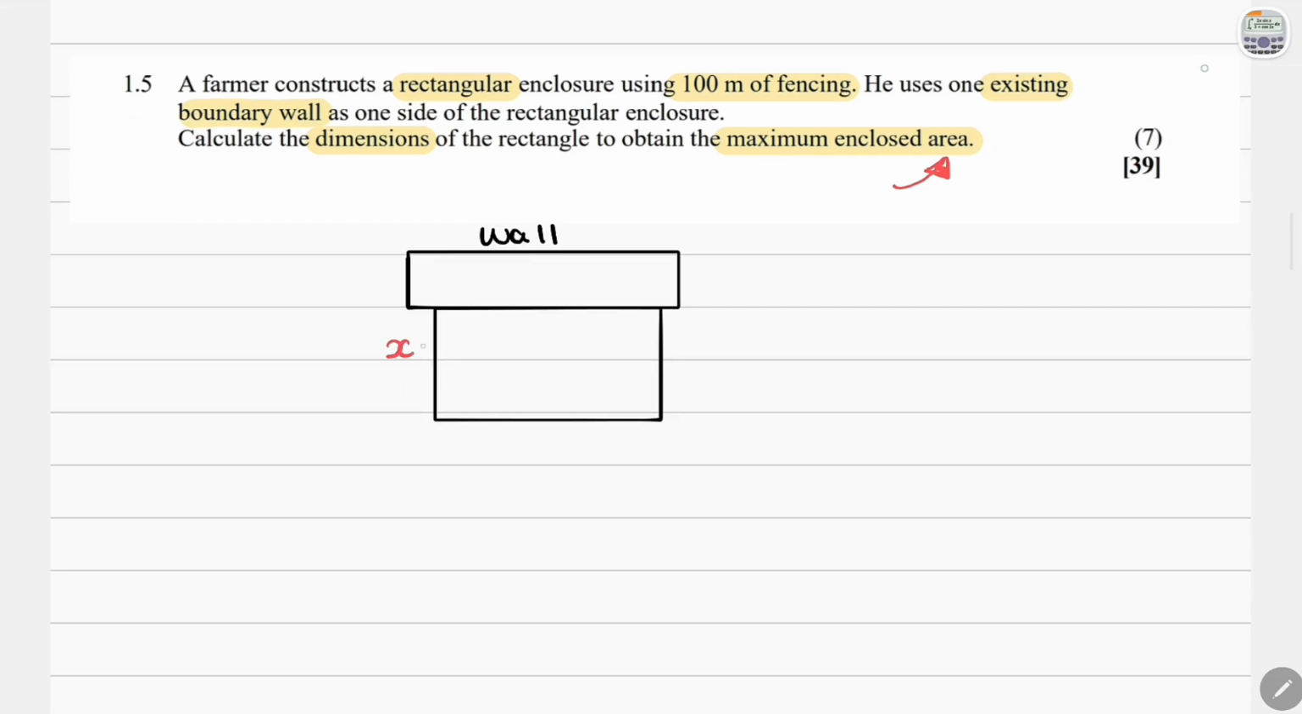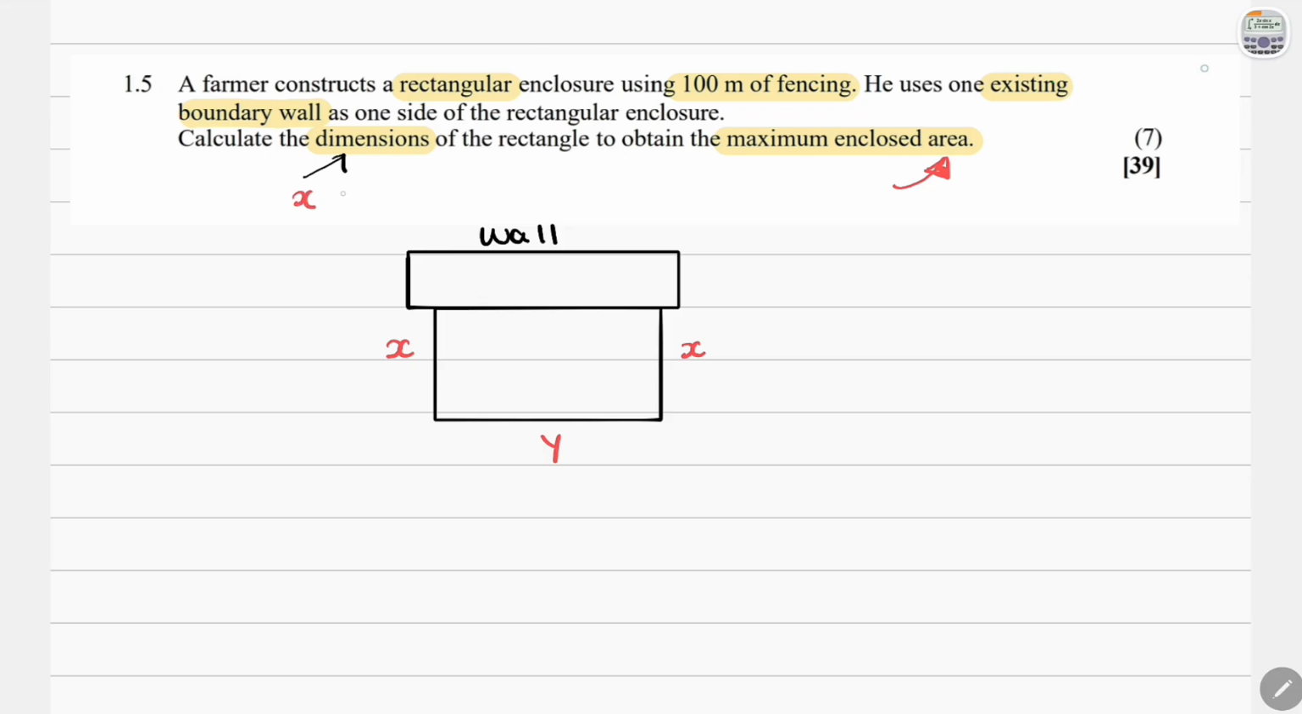So I'll call this x, I'll call this y. Okay, so we have x, y, I'll just call that x as well. Okay, so with this shape, what have they told us? Or really, what is the main goal? The goal is to find the dimensions.